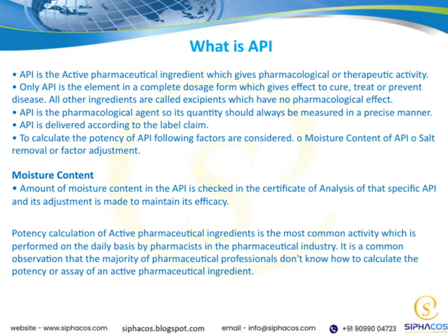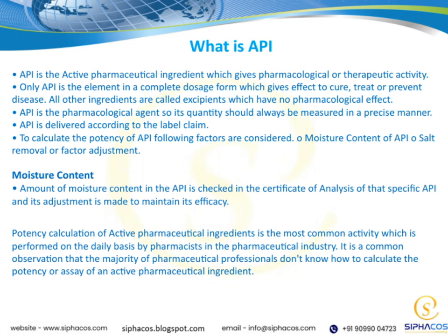Potency calculation of active pharmaceutical ingredients is one of the most common activities that pharmacists perform daily in the pharmaceutical industry. It's a critical step to ensure the quality and efficacy of the medication. However, it's interesting to note that many pharmaceutical professionals are not fully aware of how to accurately calculate the potency or assay of an API.